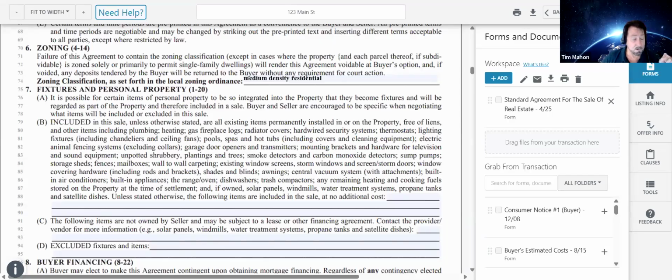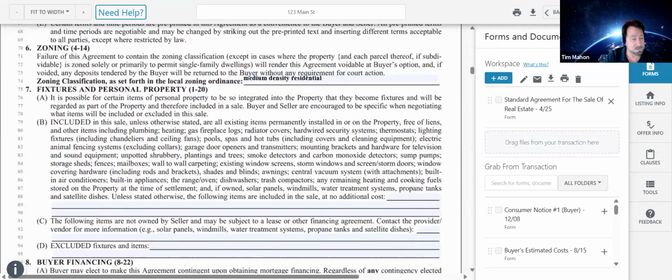Now, paragraph C also may apply if the seller doesn't own something that's considered built in. That would be items that are not owned by the seller but may be subject to a lease or other financing agreement. Contact the provider vendor for more information. For example, solar panels, it's a big one, windmills, water treatment systems, propane tanks, and satellite dishes. So here again, if the propane tank isn't owned, then that would be put in there.